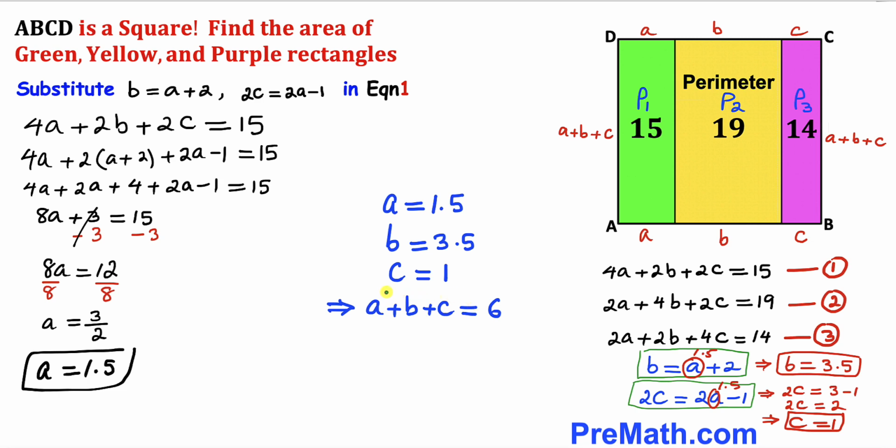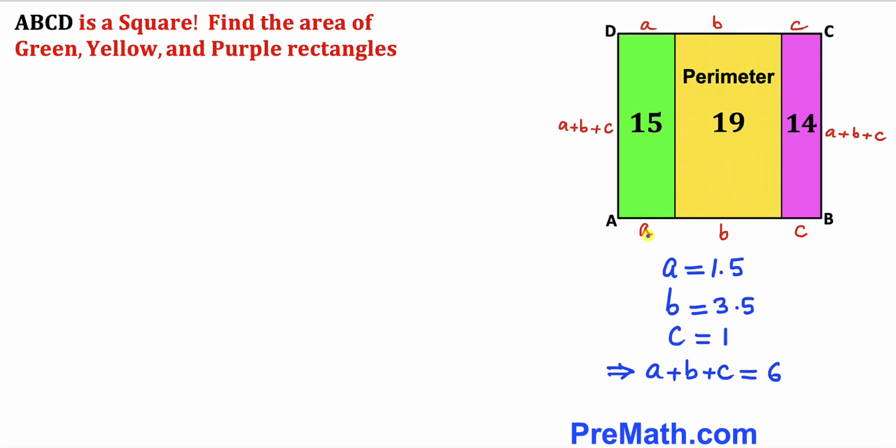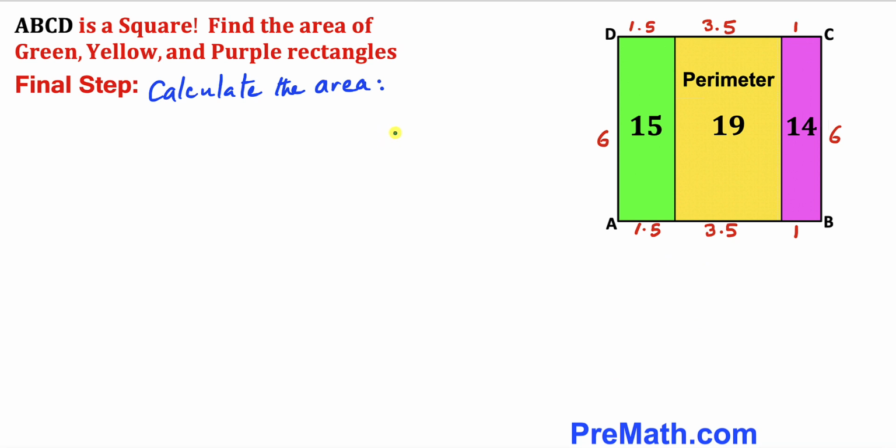So our a plus b plus c value turns out to be, if we add them, equal to 6. Therefore I'm going to replace this a value by 1.5, b by 3.5, c as 1, and this a plus b plus c value as 6. Here's our final step. Let's calculate the area of all these green, yellow, and purple rectangles.